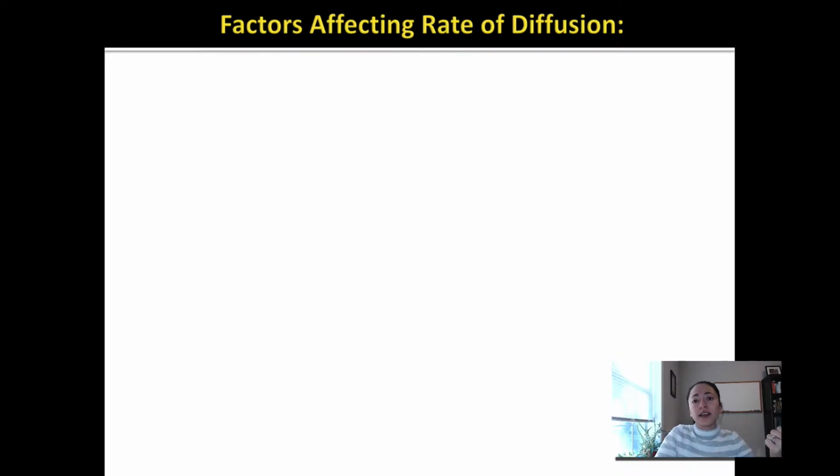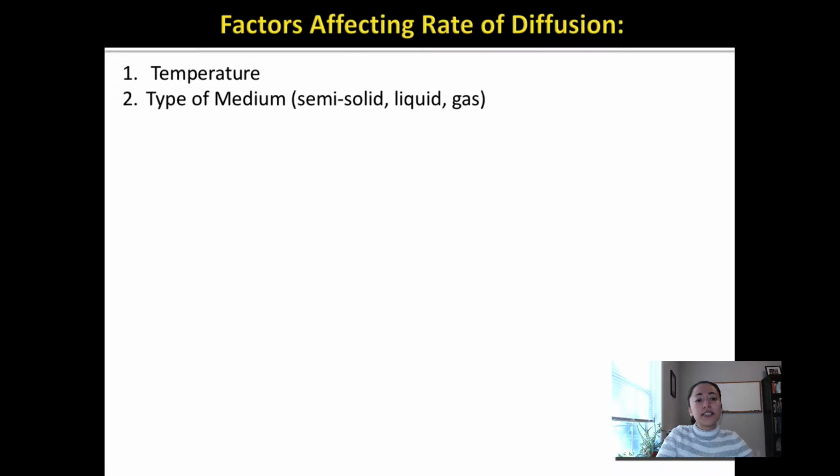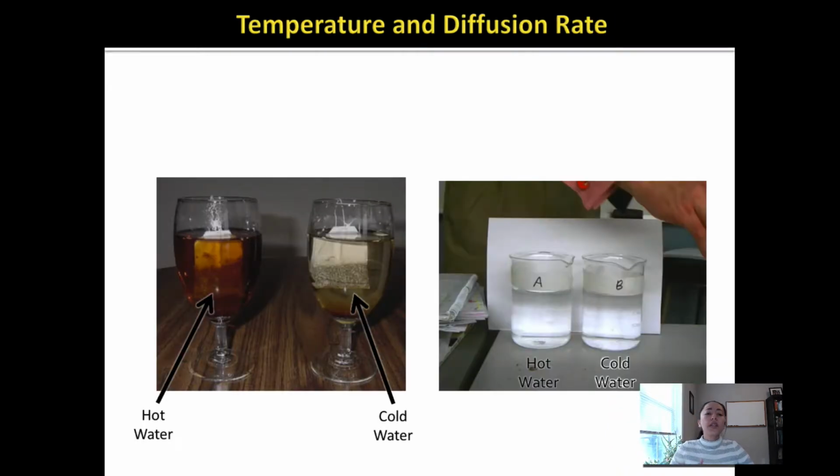You'll be testing a lot of these factors in lab. The first factor is temperature. The second factor is type of medium. So is the solute trying to move through a solid? Is it trying to move through a semi-solid, a liquid, a gas, and so forth? And also the particle size. The size of the solute can affect how fast it can diffuse. You will not actually be testing temperature in lab, but you will be testing the other two factors. But you should still know the effects of temperature on the rate of diffusion.